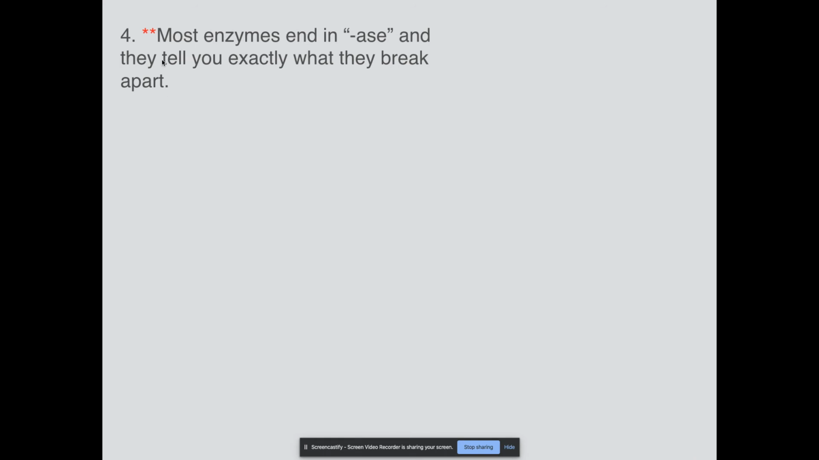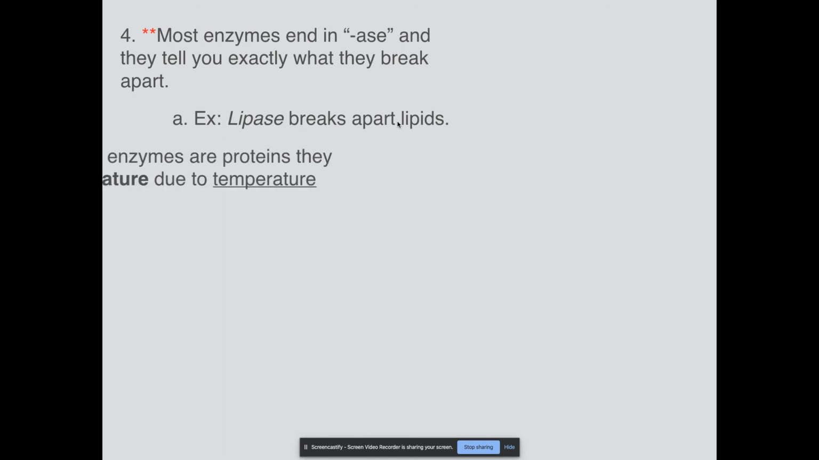And so most enzymes end in -ase, and they normally tell you what they are breaking apart. So anytime you see something that ends in -ase and it's biological, chances are it's going to be the name of an enzyme. There are a few exceptions to that, but we won't really talk about that. So lipase breaks apart lipids. Makes sense, right? Because lipid, -ase telling you that it's an enzyme, so it's breaking something apart or building something.